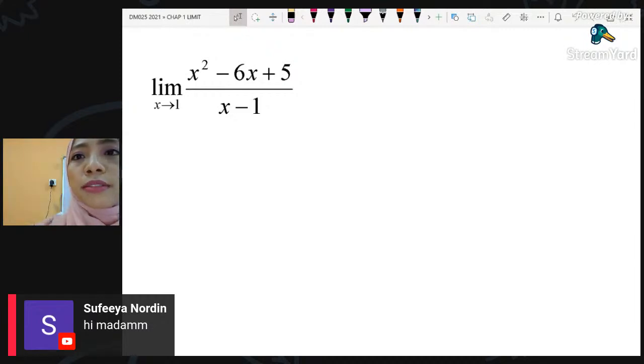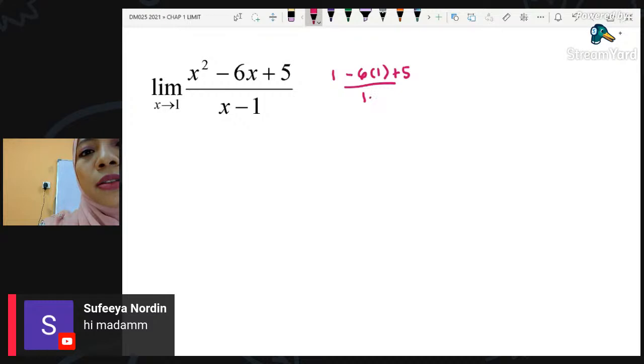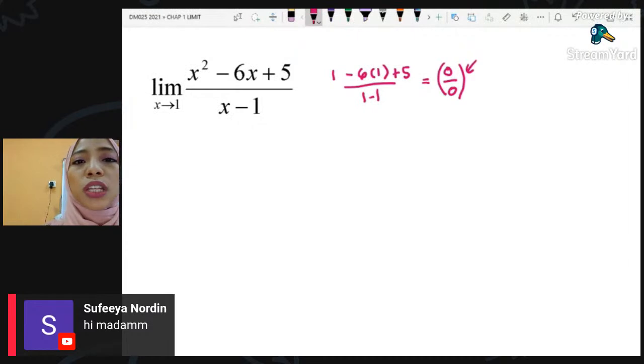If you straight away substitute the value 1, so 1 squared minus 6 times 1 plus 5, over 1 minus 1. This will give us 1 minus 6 is negative 5, 5 plus 5 is 0 over 0. So this is what we call an indeterminate form. But we want finite values, there must be a value.